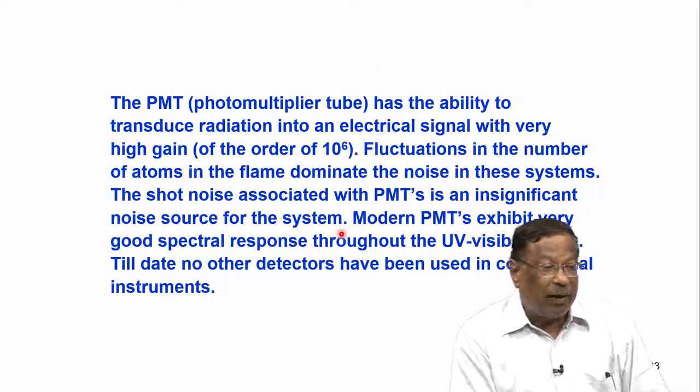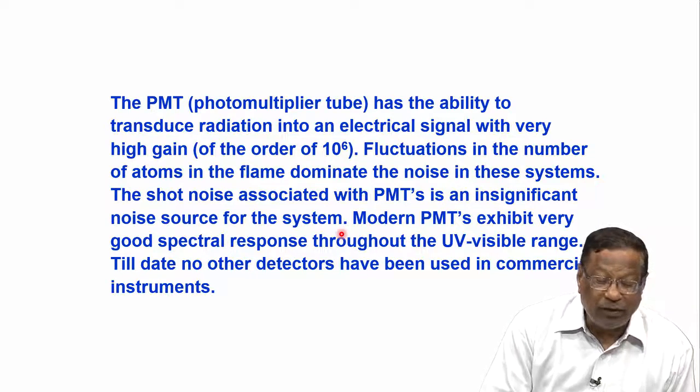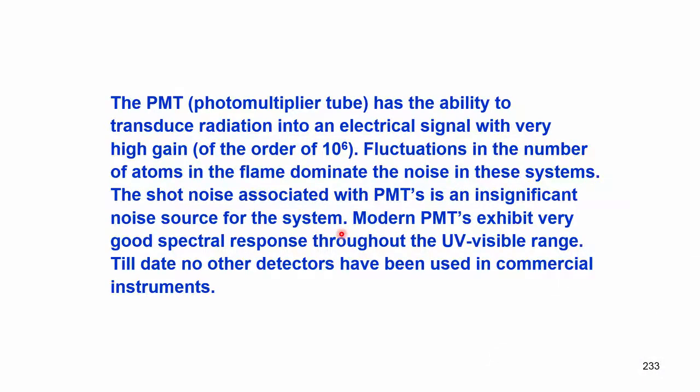The photomultiplier tube has the ability to transduce radiation into an electrical signal. That is done with high gain, of the order of about 10⁶. So, what happens to the fluctuations? Fluctuations in the number of free atoms in the flame dominate the noise in such systems. It is understood that if there is a steady state, the exact number of atoms will be produced and there will not be any fluctuation, and your output reading of the absorbance will be steady. But if there is fluctuation, absorbance also will vary.